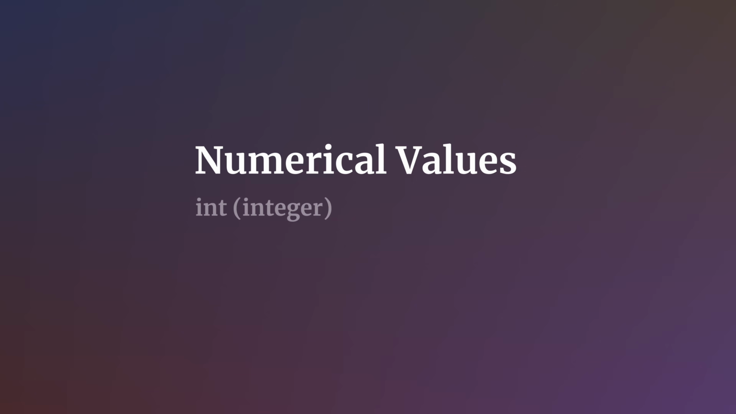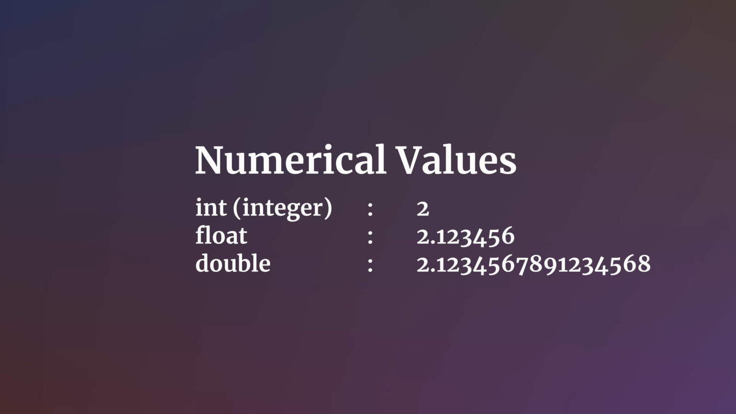Numerical values include integers, which are whole numbers, floats, which are floating point precision numbers, typically up to around 6 to 9 digits long, or doubles, which are extremely accurate double precision values around 15 to 17 digits long.